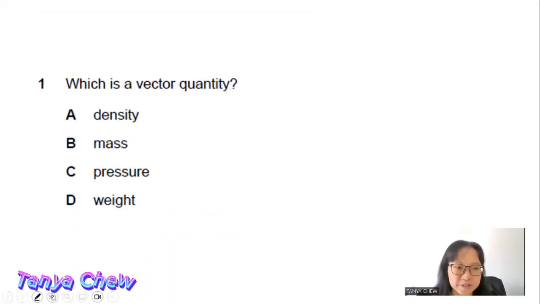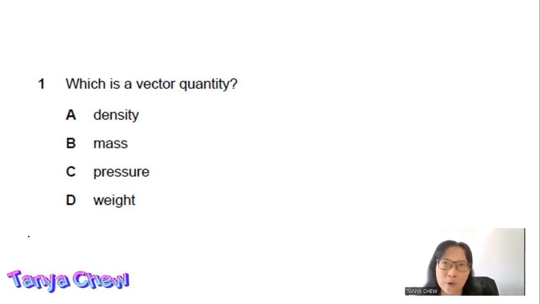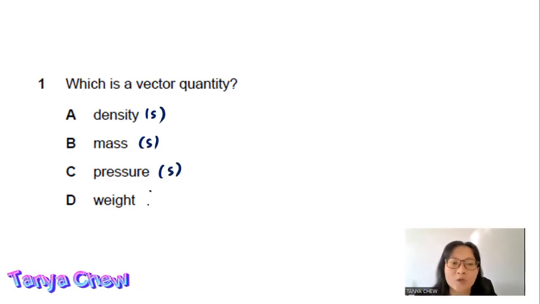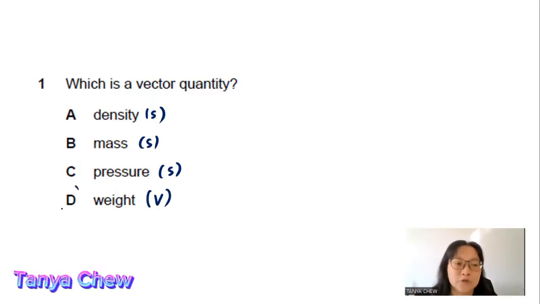Now, the first question, which is a vector quantity? Let me define vector quantity first. Vector quantity is defined as a quantity which has both magnitude as well as direction. Density is a scalar quantity, mass is a scalar quantity, pressure is a scalar quantity, whereas weight is a vector quantity, because the definition of weight is the gravitational field acting on an object which is directed towards the center of the planet or the center of the earth. Directed towards, that's the direction. So D is the answer.